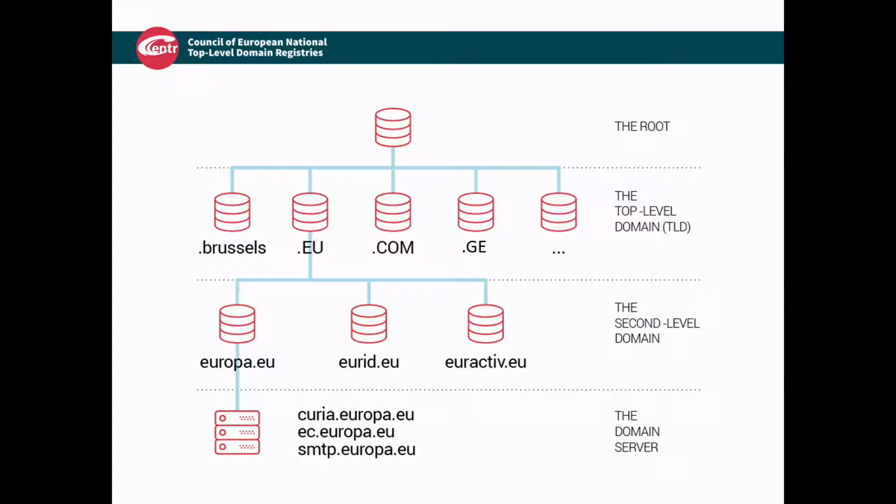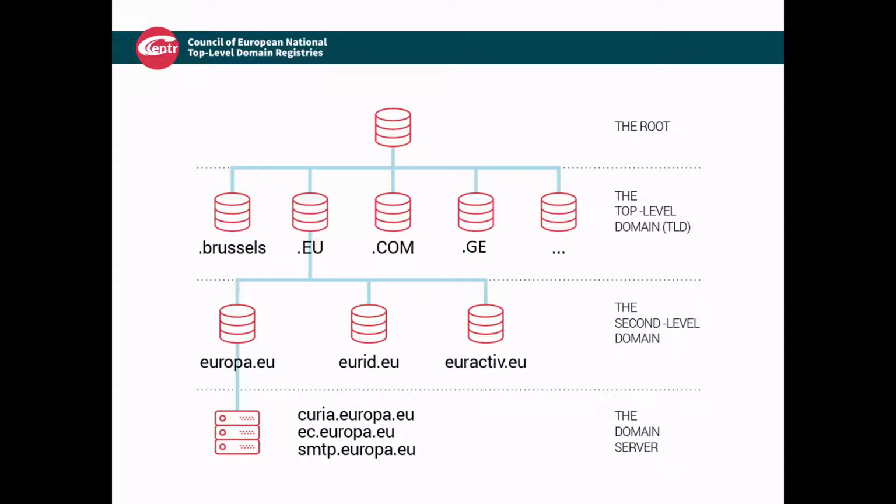So it's a hierarchical system that starts with the root. And in that root, currently, there's about 1,500 top-level domains that are held in the root zone file. And then every one of those zones manages their second-level zone. So for .eu, I gave a couple of examples. Europa.eu is in there, Eurit.eu, Euractiv.eu. Every single domain name ending in .eu is held in .eu's database.